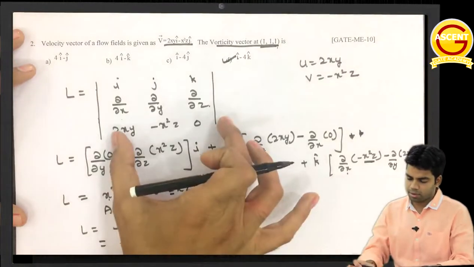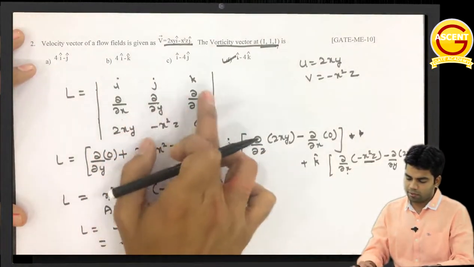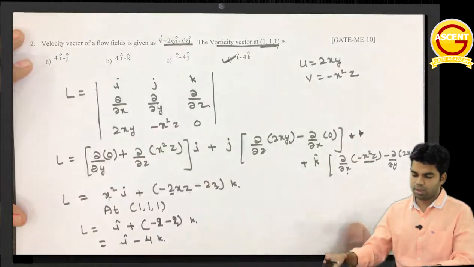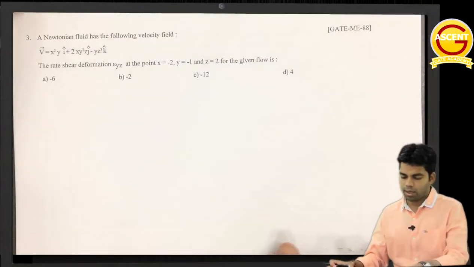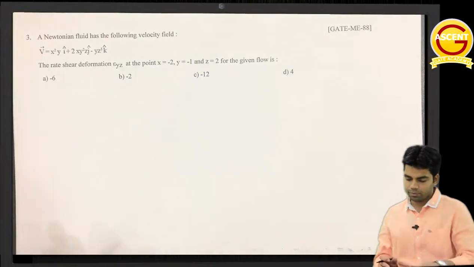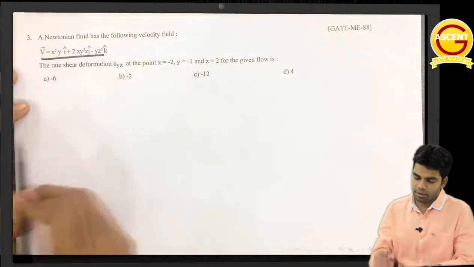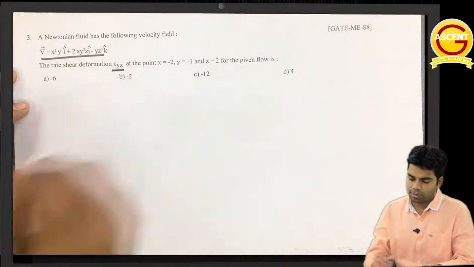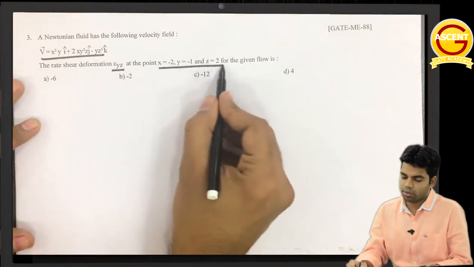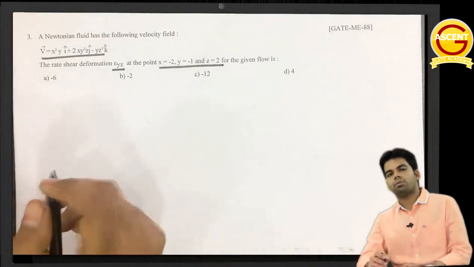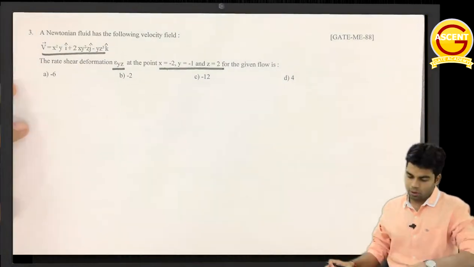Just remember this one: del by del x, del by del y, del by del z, u, v and w. That's it. Clear or not? Okay, next question. A Newtonian fluid has the following velocity field, V vector is given. The rate of shear deformation epsilon yz at point x is equal to minus 2, y is equal to minus 1 and z is equal to 2 for the given flow. Okay, so how to solve this?